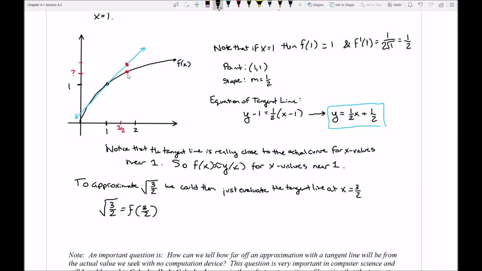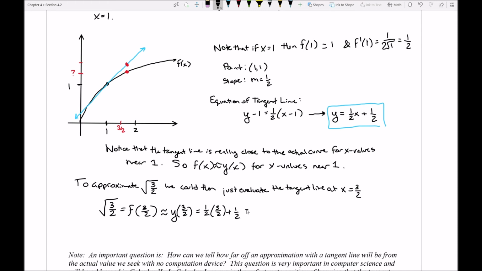That's this dot right here. That's the one I'm looking for. And I know that the answer for that is roughly the same as going to my tangent line and plugging in 3/2. But the advantage in doing this is that plugging 3/2 into my tangent line is something that I could compute even without the use of a calculator.